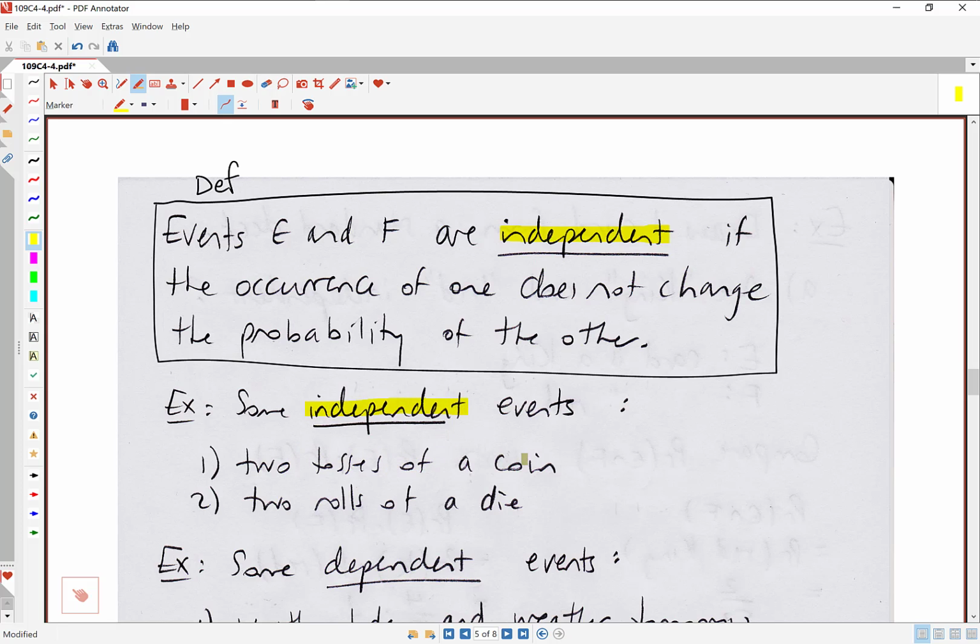Two tosses of a coin are independent. Imagine you toss a coin twice. Knowing that you got heads on the first toss tells you nothing about what's going to happen on the second toss. So the two tosses are independent. You've got independent events when having some information about the first event tells you nothing about the second event. Similarly, two rolls of a die would be independent. If you know that you got a 3 on the first roll, that does not change the probabilities of what will happen on the second roll.